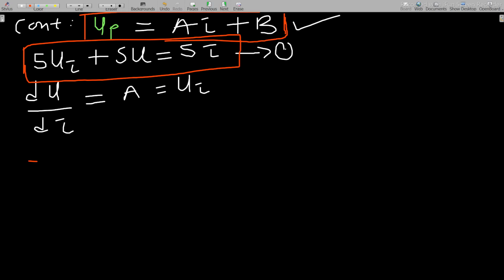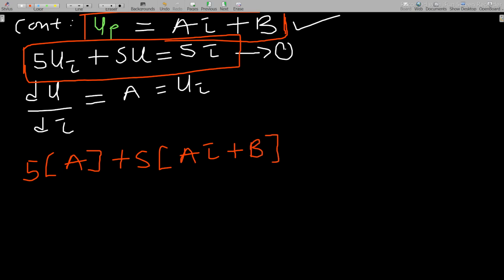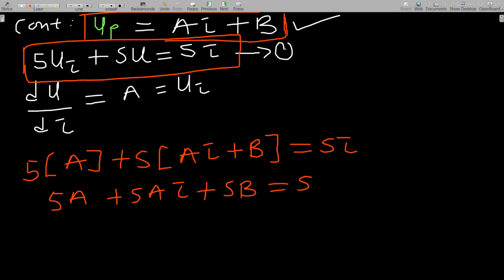So I have 5 times u tau. U tau is what? A. Then plus S times u. Now we are considering the particular solution to be a solution to this ODE. So A tau plus B, and this should be equal to S tau. So I have 5A plus SA tau plus SB should be equal to S tau.